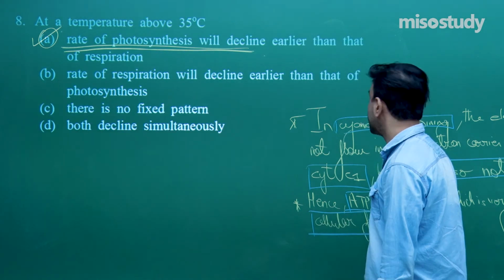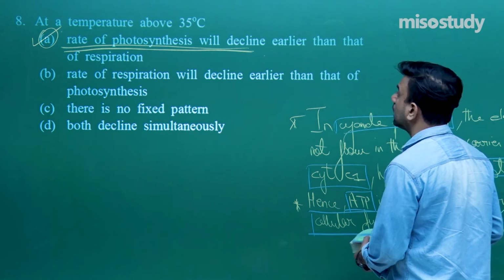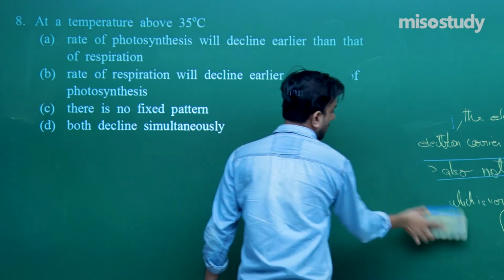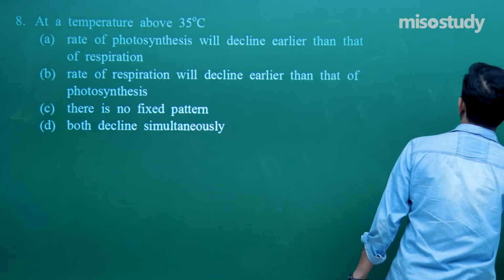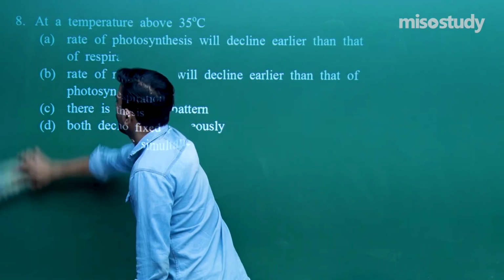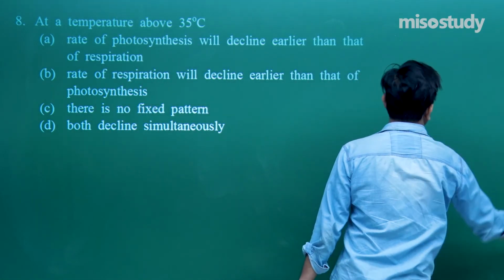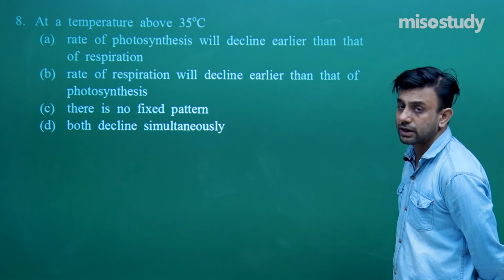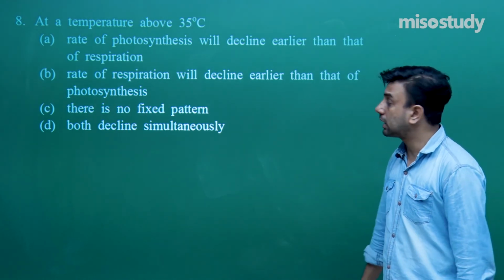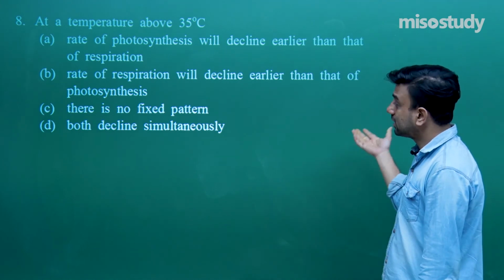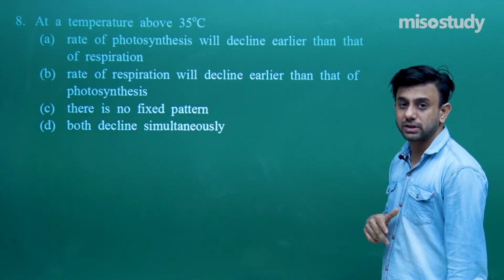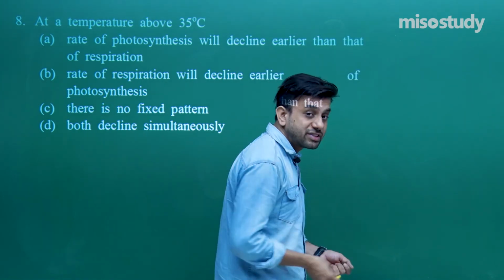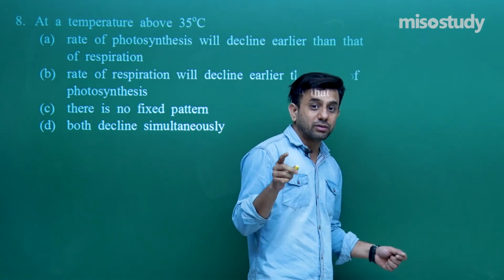At a temperature above 35 degrees centigrade, the rate of photosynthesis will decline earlier than the rate of respiration; the rate of respiration will decline earlier than the rate of photosynthesis; there is no fixed pattern and both decline simultaneously. So what is happening? First we will see the optimum temperature for photosynthesis.